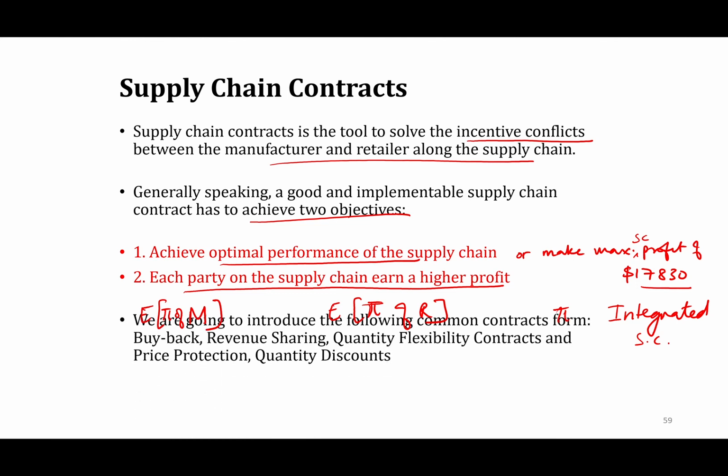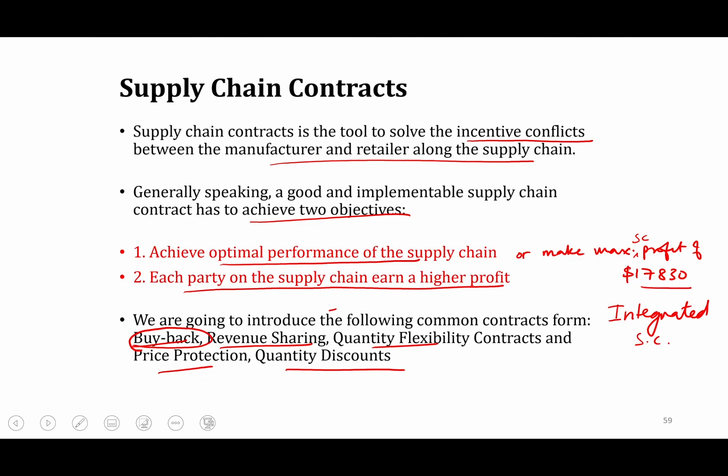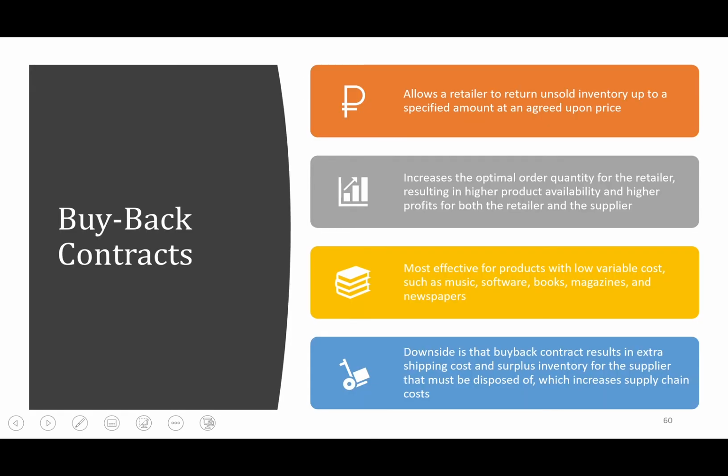Okay, so we are going to introduce the following common contracts: buyback, revenue sharing, quantity flexibility, price protection, quantity discounts. Out of all of these, buybacks are the only one that we will numerically solve. The other ones we will conceptually understand how they work and how they can help achieve optimal performance within a supply chain. So buyback contracts is what we will be doing next.